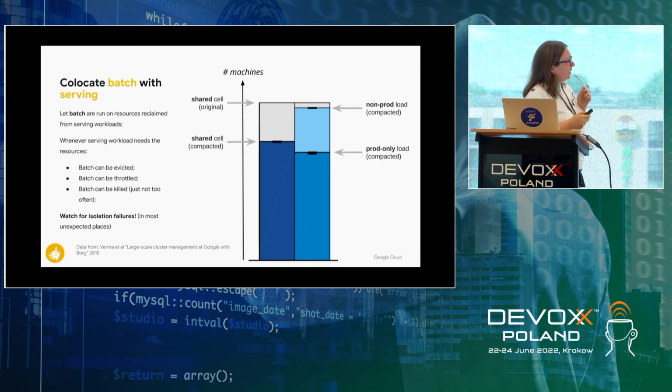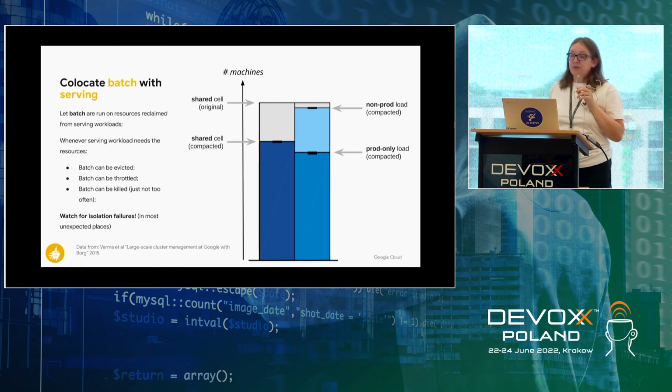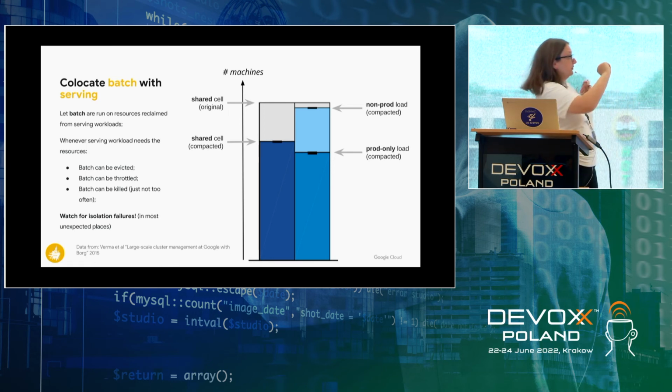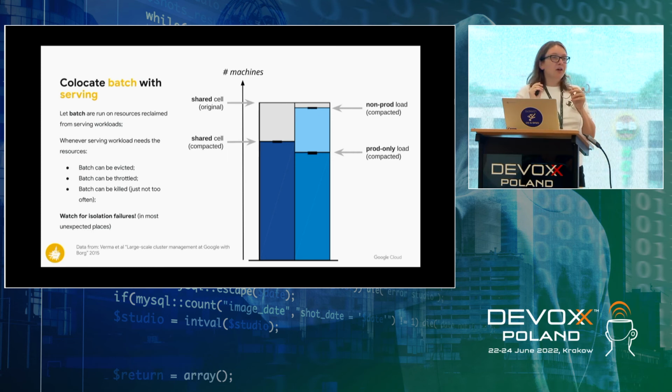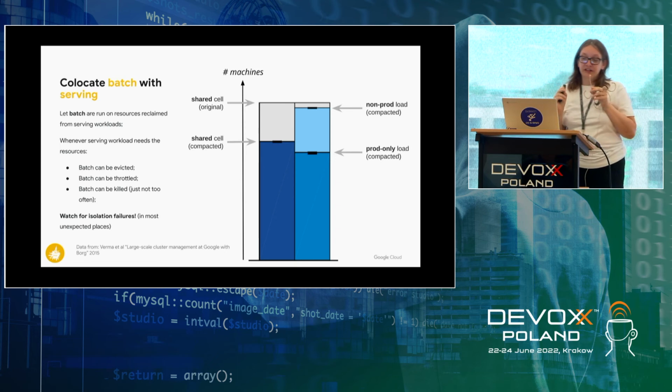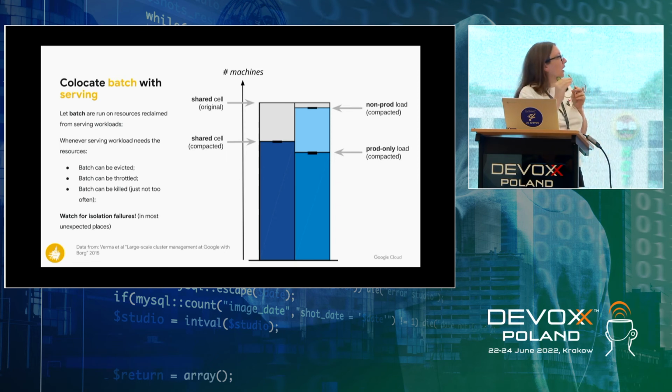So on the left, or maybe let's start from the right. You have on the y-axis the number of machines. Then you have the situation where we had separate prod-only load and separate non-prod load, so this batch and lower priority, right? If we separated them on machines, we used many more machines than in the case when we actually allow those two types of workloads to run on the same machines.